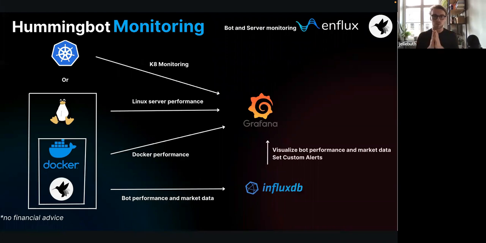If you run a more professional service and you want to scale things up, there are a couple of things you want to monitor, right? It's not only the bot, but generally speaking, you can have a Kubernetes implementation, which has a really easy integration with Grafana, so you can monitor everything at once. But most of you probably run a Linux server on which you either run it from source or run it in a Docker container, and the Docker container has the Hummingbot instance inside of it.